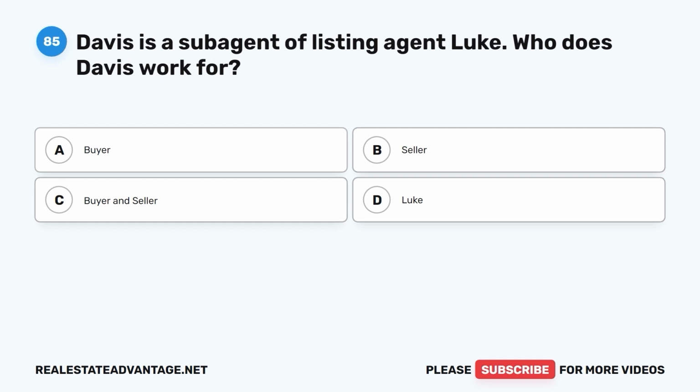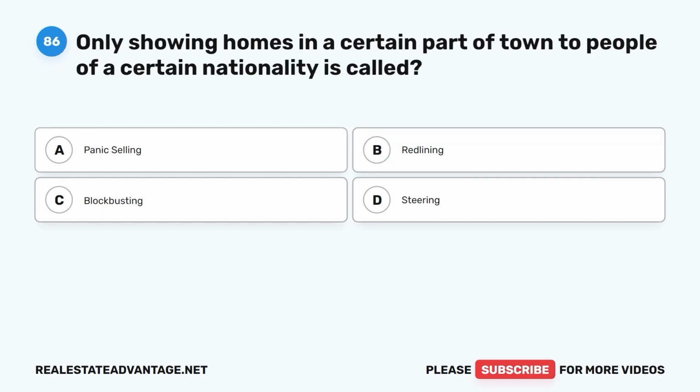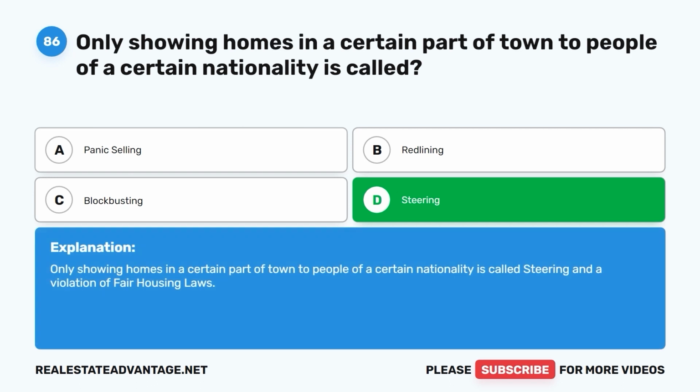Question 85. Davis is a sub-agent of listing agent Luke. Who does Davis work for? A. Buyer. B. Seller. C. Buyer and seller. D. Luke. The correct answer is B. Seller. A subagent of the listing agent works for the seller. Question 86. Only showing homes in a certain part of town to people of a certain nationality is called A. Panic selling, B. Redlining, C. Blockbusting, D. Steering. The correct answer is D. Steering. Only showing homes in a certain part of town to people of a certain nationality is called steering and a violation of fair housing laws.